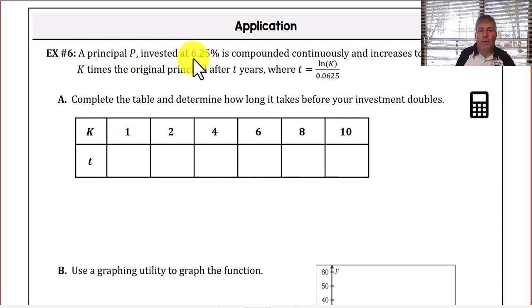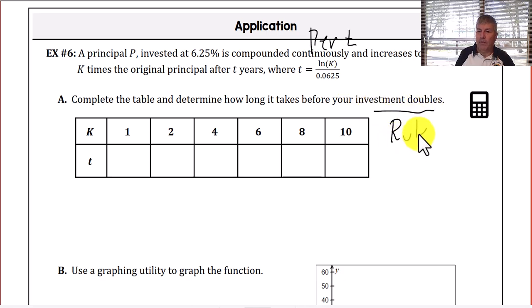In example 6, they ask us to complete this application problem. A principal P is invested at 6.25% compounded continuously and increases to an amount K times the original principal after t years, where t is equal to the natural log of K over 0.0625. So they gave us some K values here. These are going to be our inputs that we're going to input into this function, and we want to find the t, the outputs. So if we're continuously compounding, you might recognize that as, hey, maybe we could use PERT here. But complete the table and determine how long it takes for your investment to double.